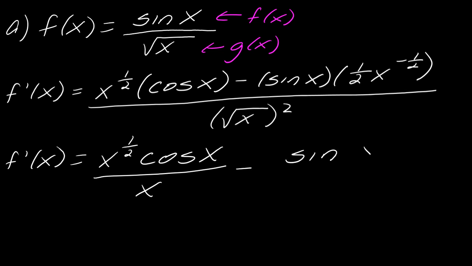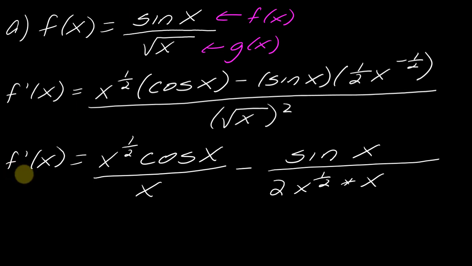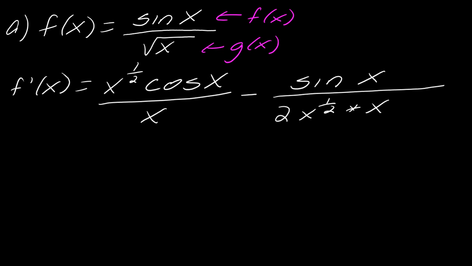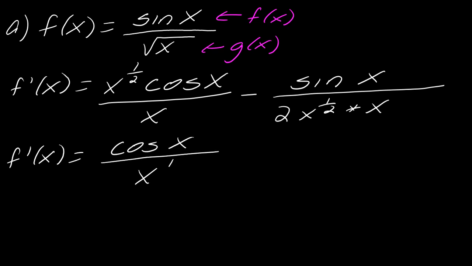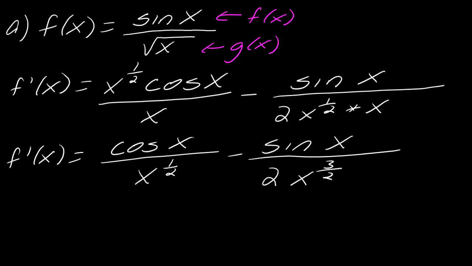So now I'll call this sine of x over 2. Now this x to the 1/2 comes to the bottom, and that's all going to be times x. So now I can see that I can simplify a little bit farther. Here I can simplify the exponents. Here, x to the 1/2 and the x, I can simplify that. So I'll make a little more space again. And so now I have f prime of x equals cosine of x over x to the 1/2 minus sine of x over 2x to the 3/2.